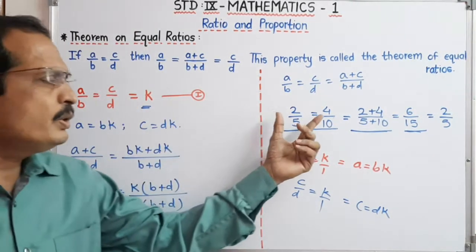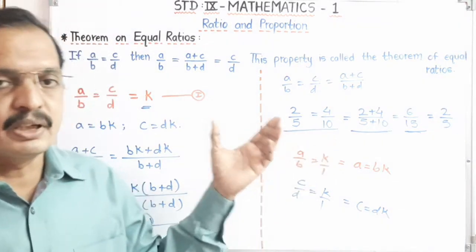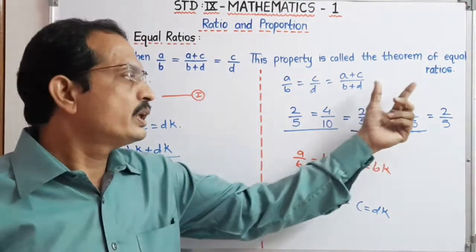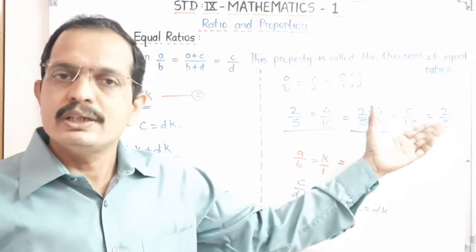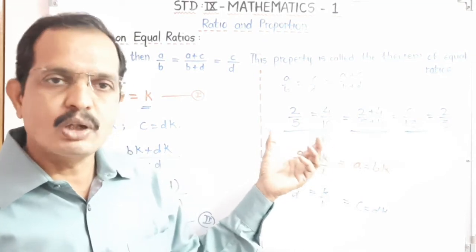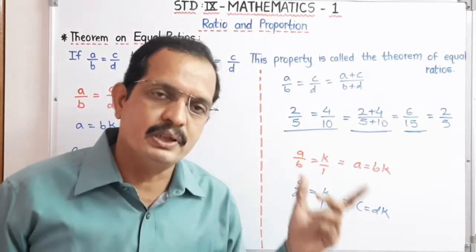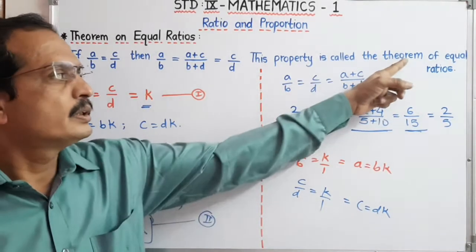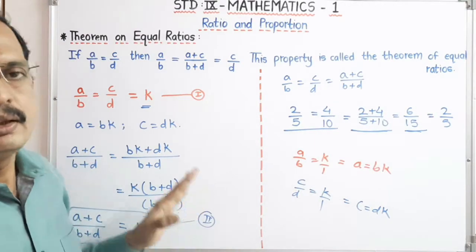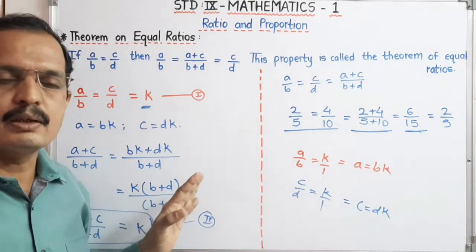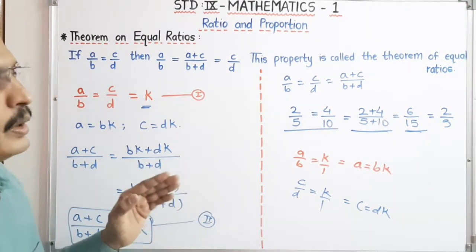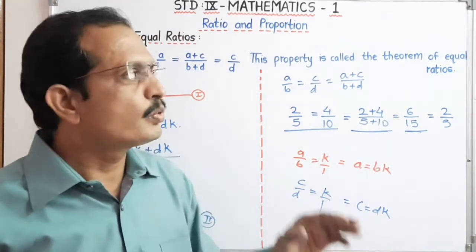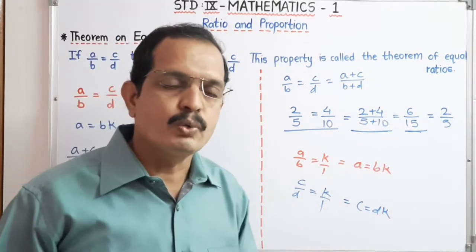Here, if the given ratios are equal, then if we do the addition of those two, we get another ratio, and that ratio is equal to the original ratio. That means all three ratios will be equal. This property is called the theorem on equal ratios. Now, dear student, by using this theorem on equal ratios, we have to solve practice set 4.4. Some questions from practice set 4.4 we have to solve today.